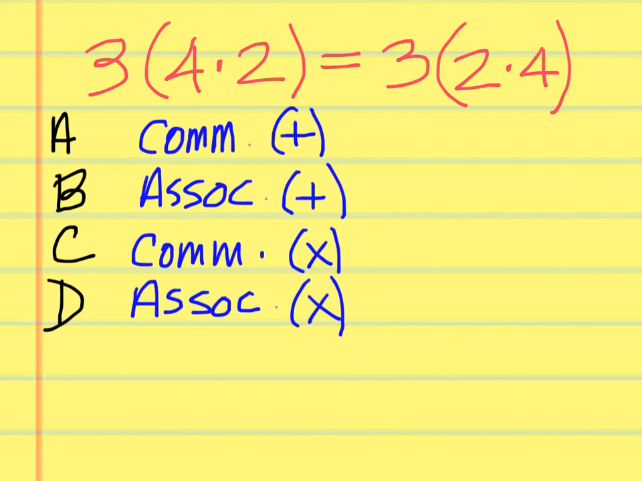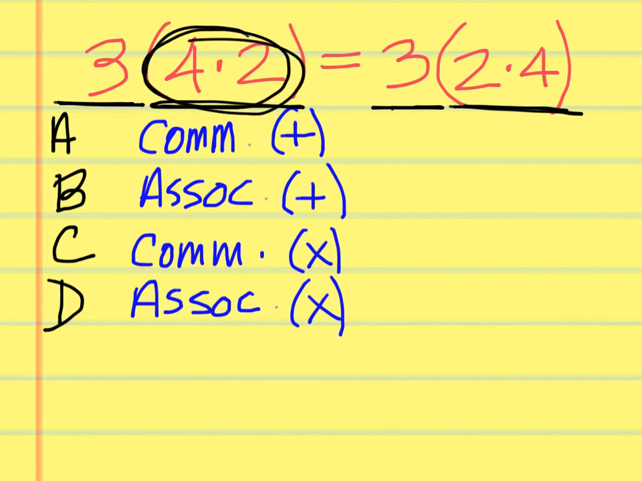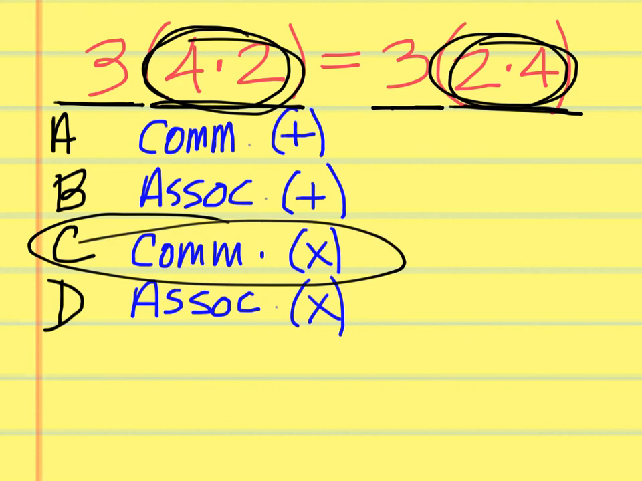Notice that you have 3 multiplied against a quantity on each side. Does that 3 change position at all? No. Does the quantity change position? Are the parentheses still in the same spot? Yeah, they're still there. What's different from the left to the right? The 2 and the 4 traded spots. Right here, you have 4 times 2. But here, you have 2 times 4. That is the commutative property of multiplication.